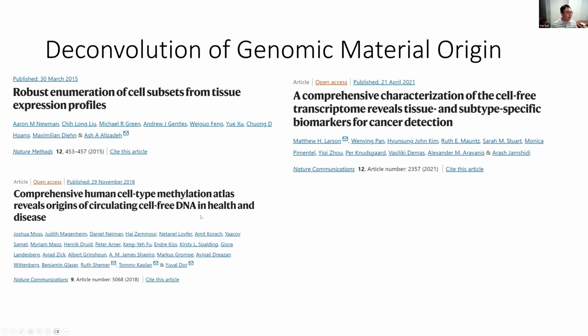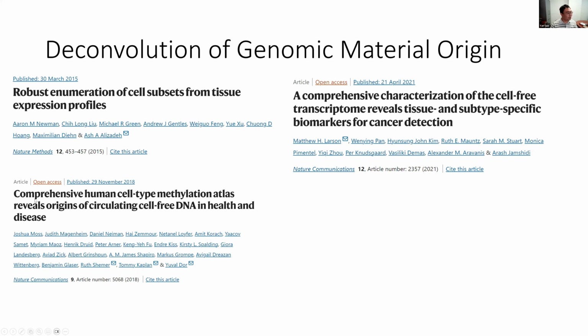So regarding this, look at this first paper here. This is the original paper about CIBERSORT. CIBERSORT is a tool that can deconvolute RNA. Then we know what kind of cell type the RNA is from, based on the gene expression data alone. So this is a deconvolution of RNA to trace back to the cell type.